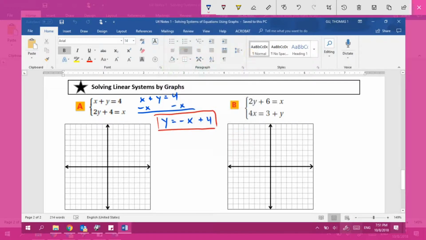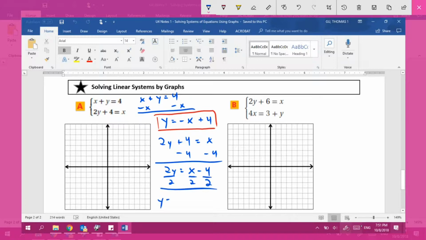Next, we've got 2y plus 4 equals x. I need to get the y by itself, so subtract 4. And now I have 2y equals x minus 4. Need to get y by itself. Divide everything by 2, everything.